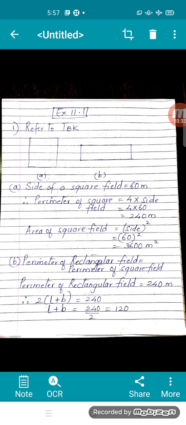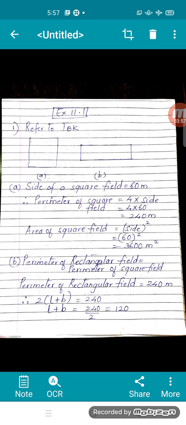Area of square field is equal to side square, that is 60 square, which is 60 into 60, 3600 meters square. First point is clear, everyone. Now we go to the second figure B. Let us find the perimeter. Perimeter of a rectangular field is equal to perimeter of square field. It is given, no? Both have same perimeter.